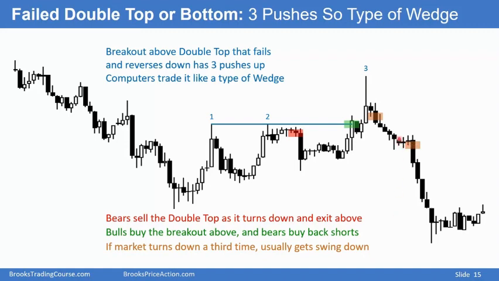Higher probability selling after you see 3, 4, or 5 bear bars after the reversal down, but both shorts are reasonable here, or selling closes on the way down here.